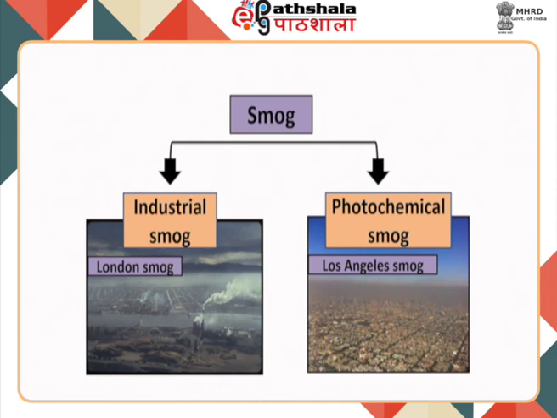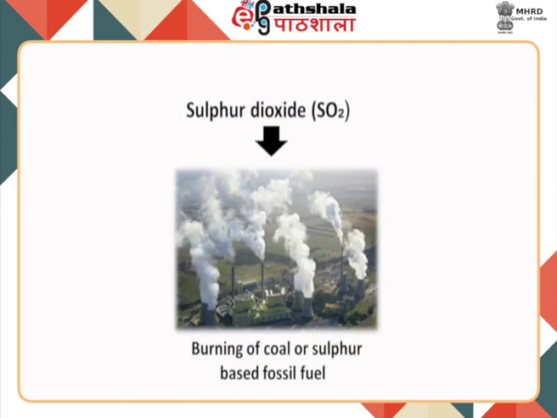Industrial smog, or London smog as it is called, contains two primary components, sulfur dioxide and particulates. These include dust and soot from burning coal. The sulfur dioxide produced from combustion of coal or other sulfur containing fossil fuels dissolves in water droplets in the atmosphere and becomes a toxic stew of thick fog and particles.